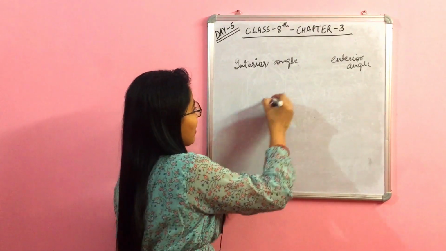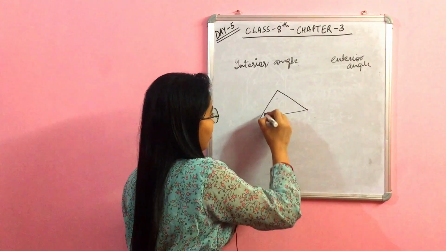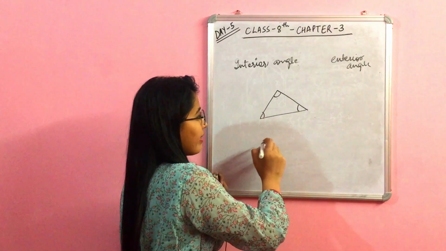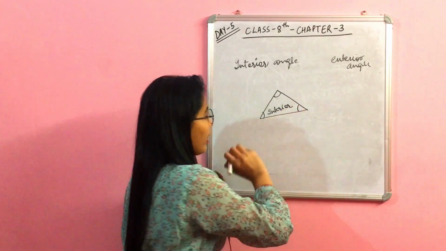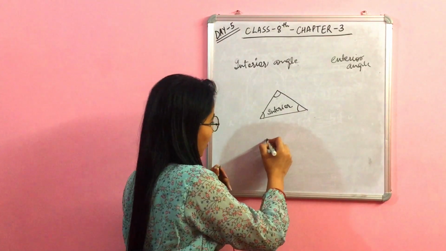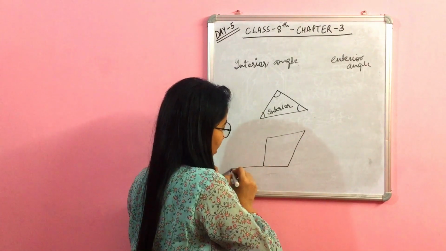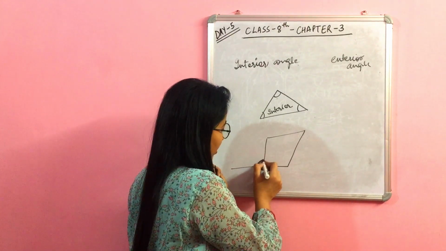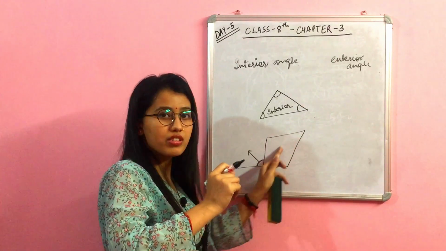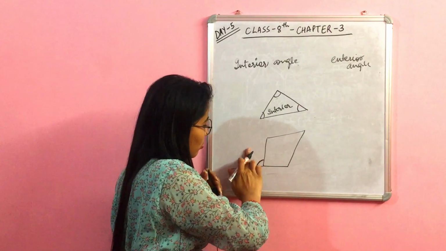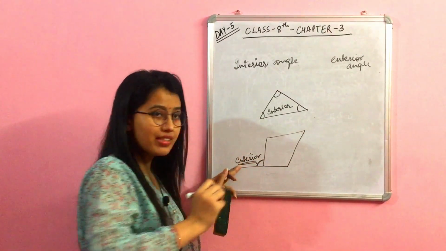Okay, let us take one example. I have this triangle here. These are all interior angles. Okay, and if I have a figure like this, and this side is extended to here, then this angle is not in the interior of this polygon, right? So this is known as an exterior angle.